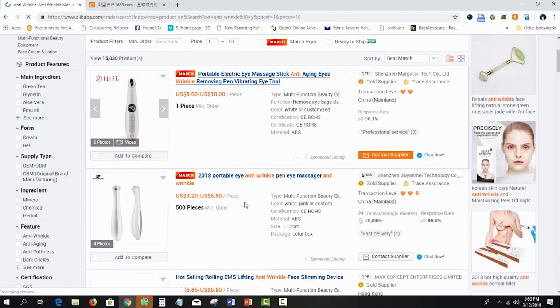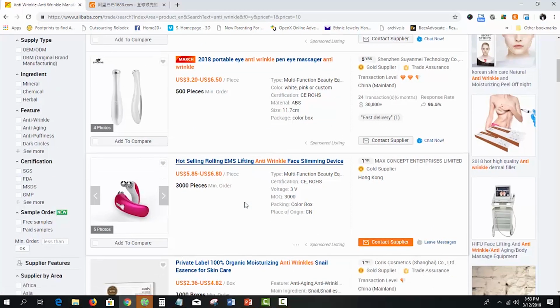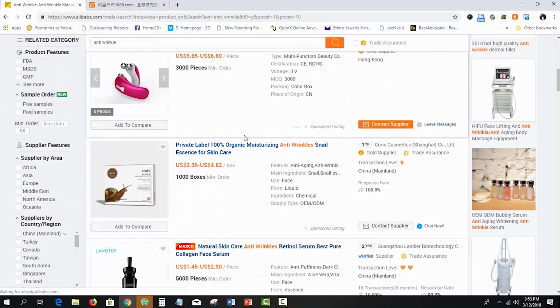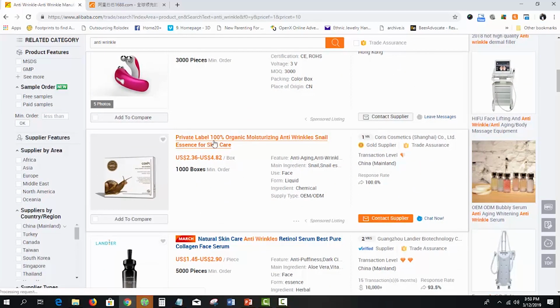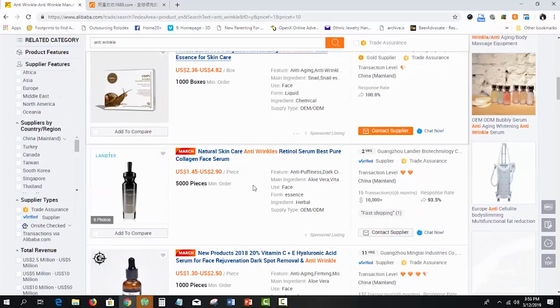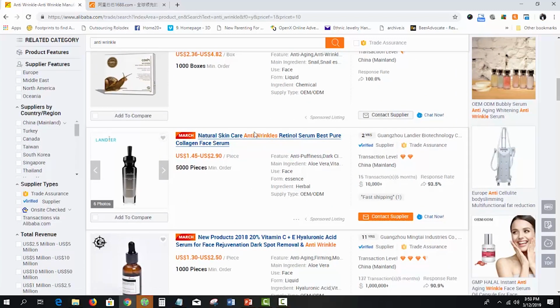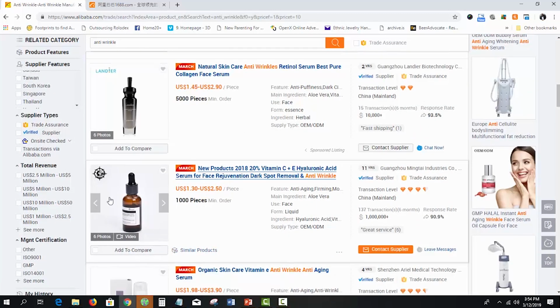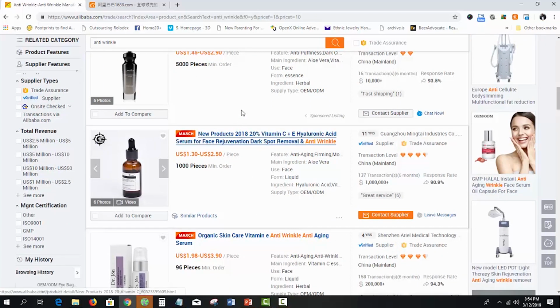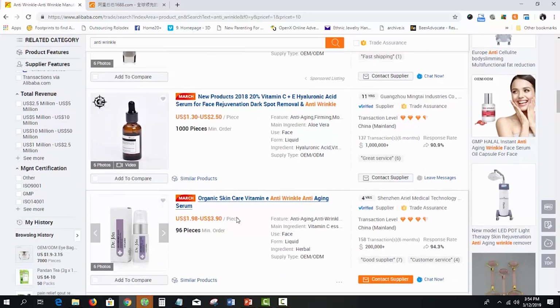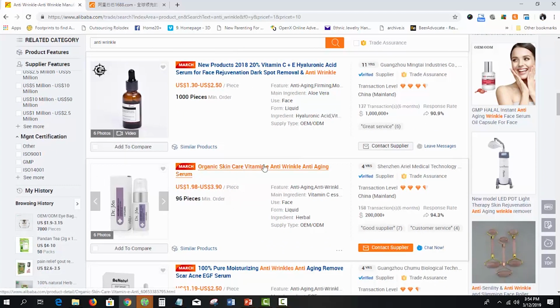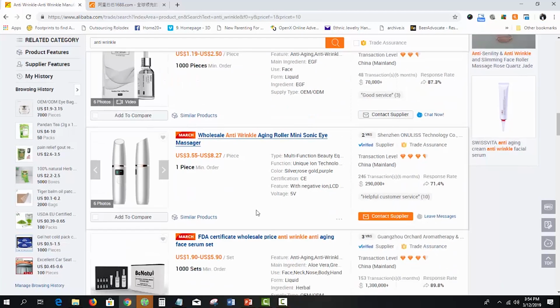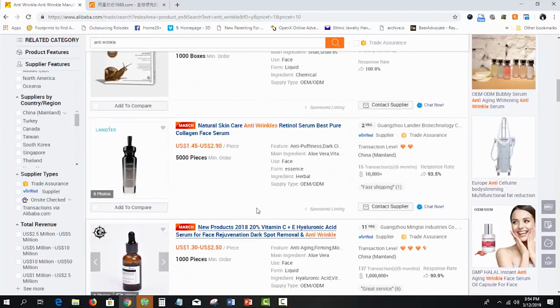These are eye massage pen, eye massager pen, anti-wrinkle nail essence for skincare, anti-wrinkle retinol serum, best pure collagen face serum, anti-wrinkle serum, hyaluronic acid, vitamin C, Dr. John organic anti-wrinkle serum. Plenty of them, right? Now there are plenty of them.